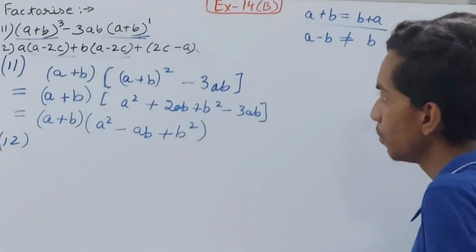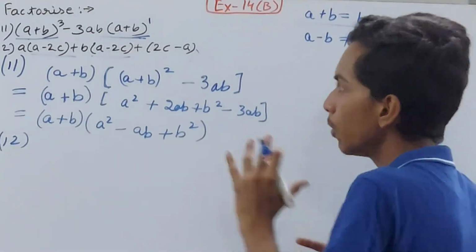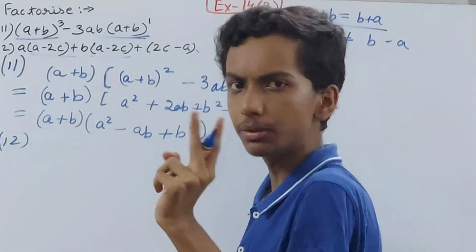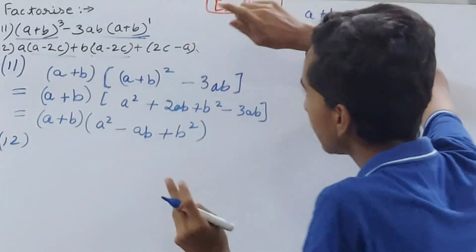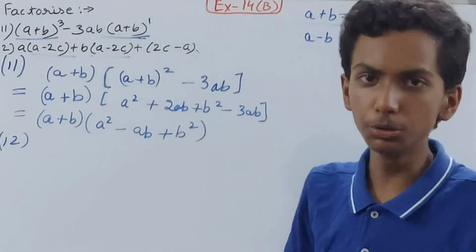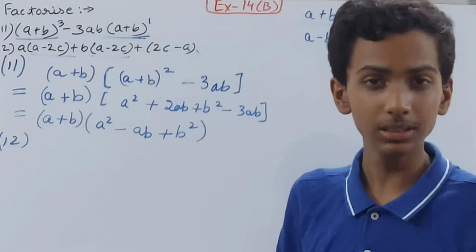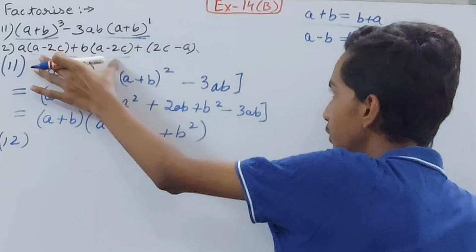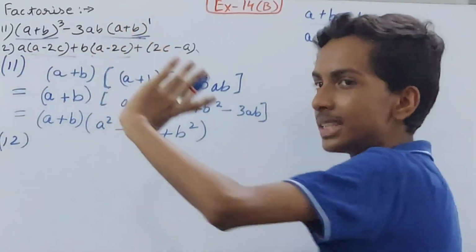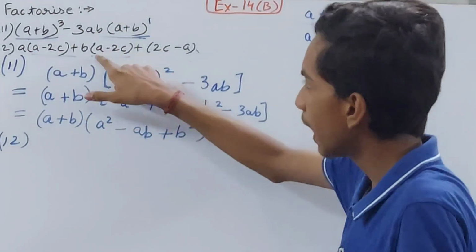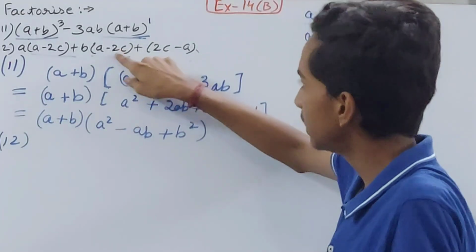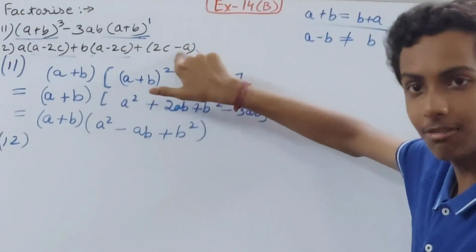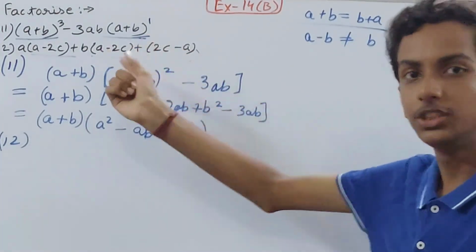But what can you do now? Think of anything else. Look at the signs of the numbers. (a − 2c) is coming in two terms, and if I make the third term also (a − 2c), I can take it common and get my answer. So how will you do that? In both terms, a is positive and 2c is negative, very clearly visible. Now come to this bracket, (2c − a). So a is negative and 2c is positive, just the opposite.